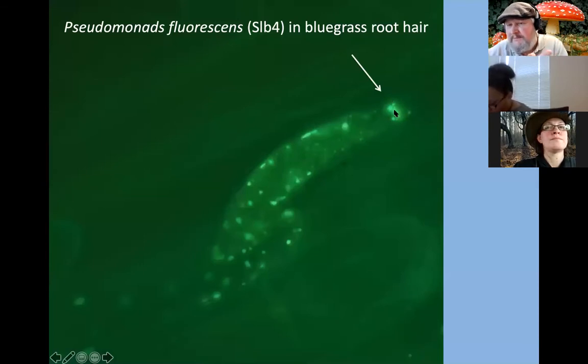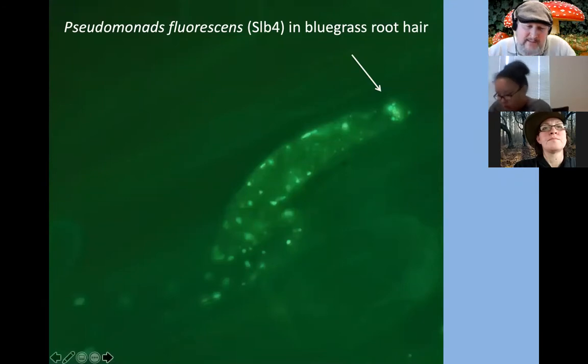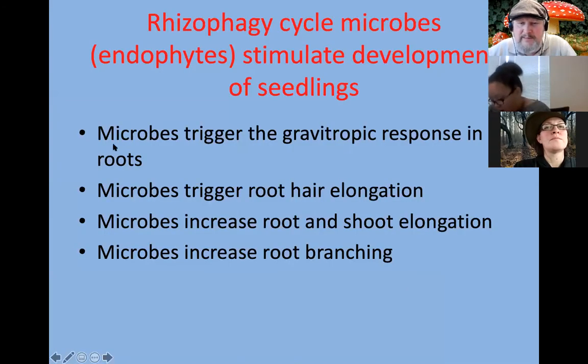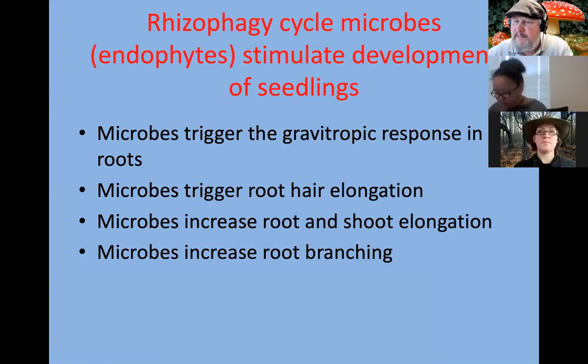This is what happens in the hairs. They accumulate at the tip, and that actually will trigger the elongation. I'll explain, that's a chemical process. We'll talk about that. But two things happen with these microbes there. You get gravitropic response, that is, plant roots grow down with gravity into the soil. And also you get root hairs forming if the microbes are there in the cells. Root hairs form on the roots.